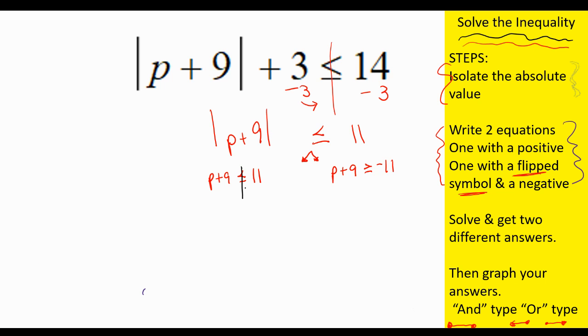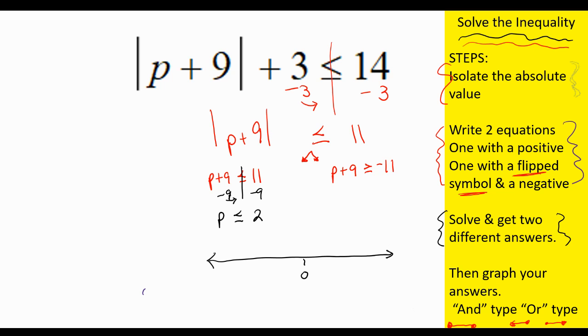Okay, so we solve. That's the same. You solve and get two different answers. Subtract 9 to move the 9 over. So p would be less than or equal to 11 minus 9, which is 2. So we can put that on the graph right away.